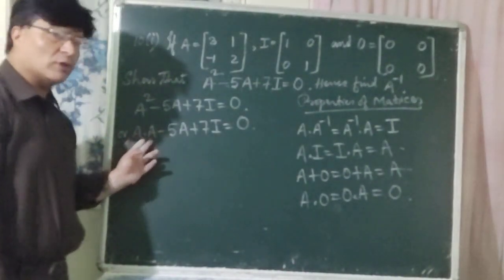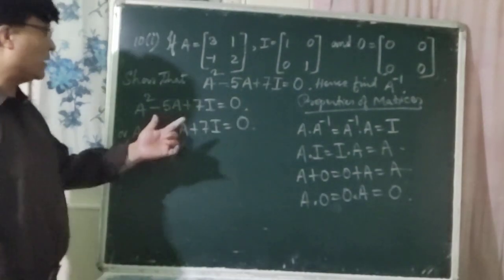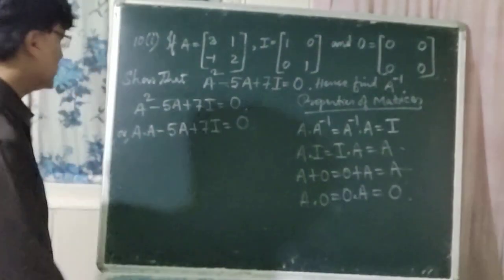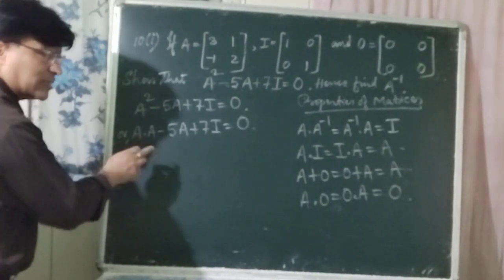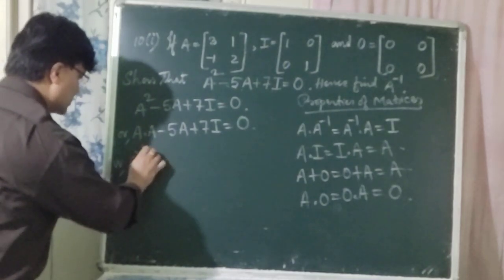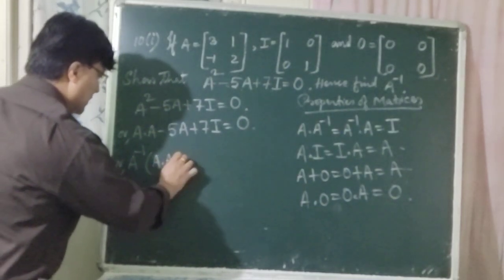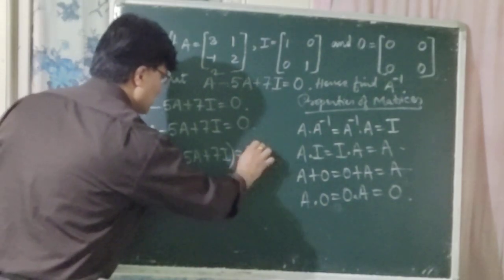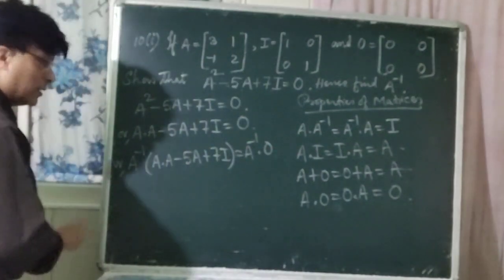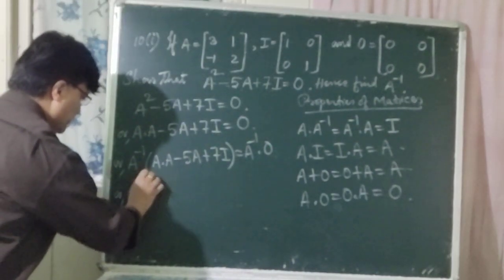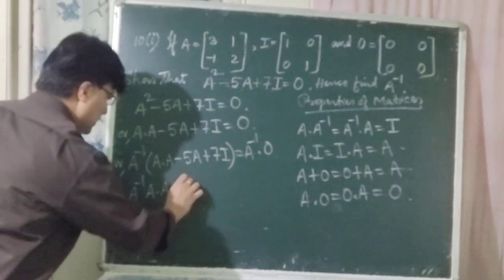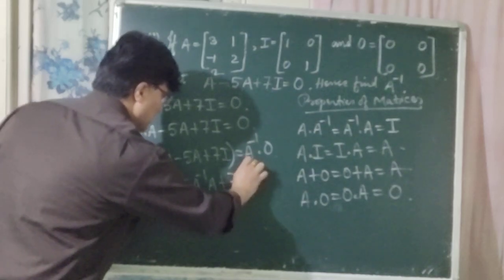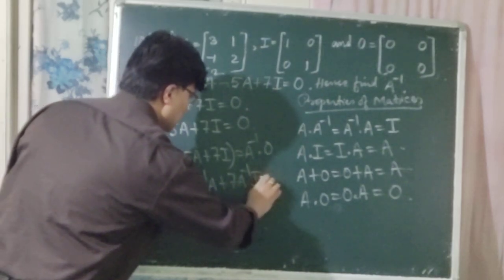So now in this case you have to find out from this relation A inverse, right? So you multiply both the sides by A inverse. If you multiply left hand side by A inverse, you should multiply right hand side by A inverse also, right? So let us multiply both LHS and RHS by the matrix A inverse. Within bracket A dot A minus 5A plus 7I is equal to A inverse dot O, right? Or this is A inverse A dot A minus 5A inverse A plus 7A inverse I is equal to.